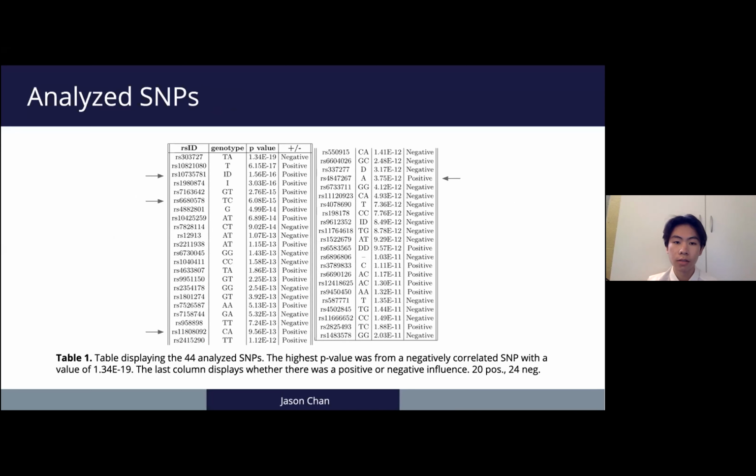So this table just gives a breakdown of the RSID, the genotype, the p-value, and whether it was positively or negatively correlated with allergic rhinitis. The 4 arrows show the SNPs that were correlated with EVI5.